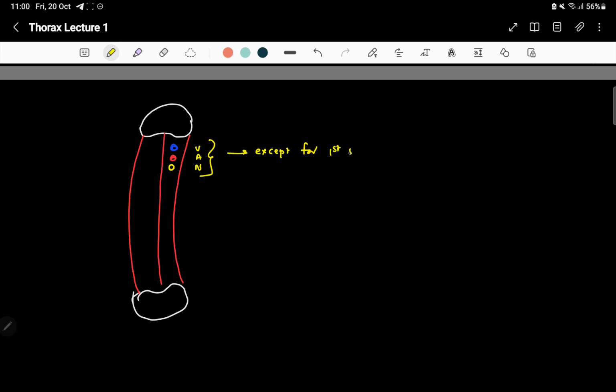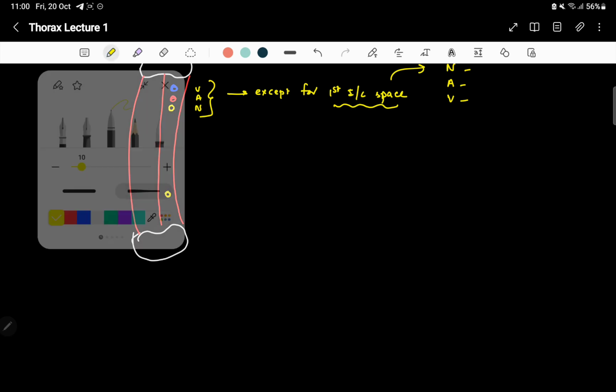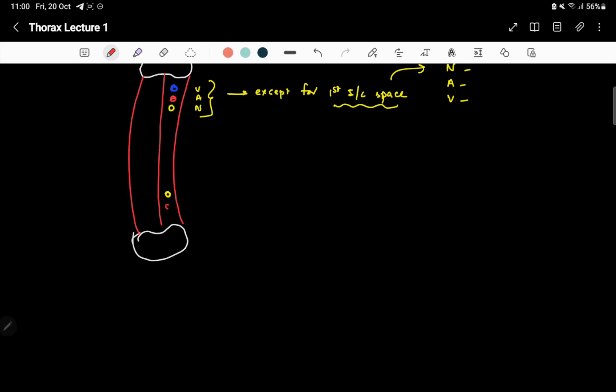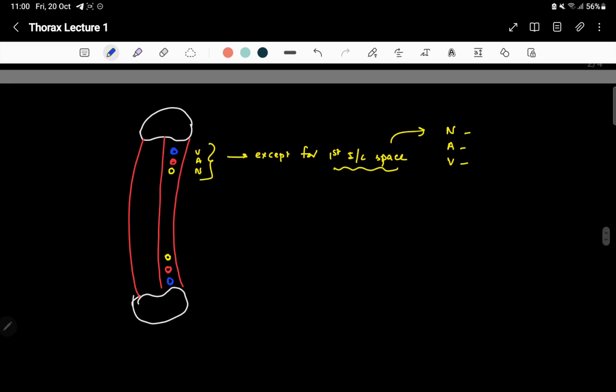the first intercostal space. In the first intercostal space we have the arrangement NAV: the nerve, artery and your vein. Let me draw the first intercostal space here. So we have the arrangement like this: nerve, then your artery and then your vein. Understood? So this is the arrangement of your first intercostal space.